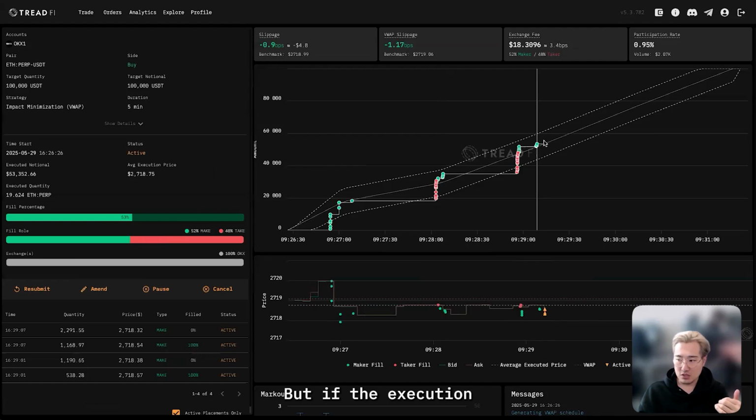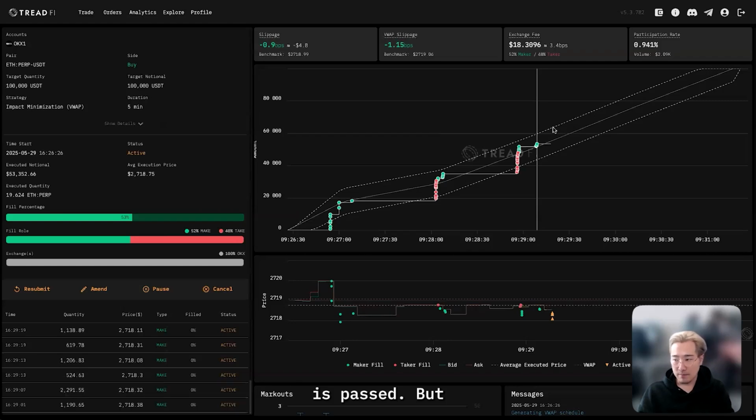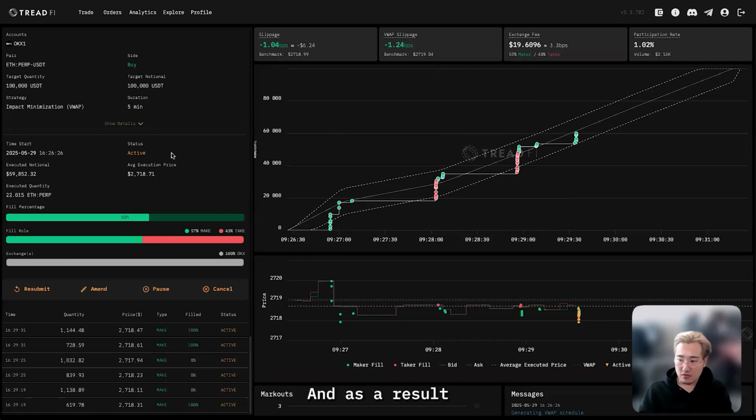But if the execution schedule ends up being closer to the max bound, we're not going to place more until some more time has passed. But as a trader, you just have to take a look at this chart here to see how the engine has traded over time, how it planned to trade. This impact minimization strategy is based off of VWAP, so it's not a TWAP, and as a result, you can see some kinks in the line.